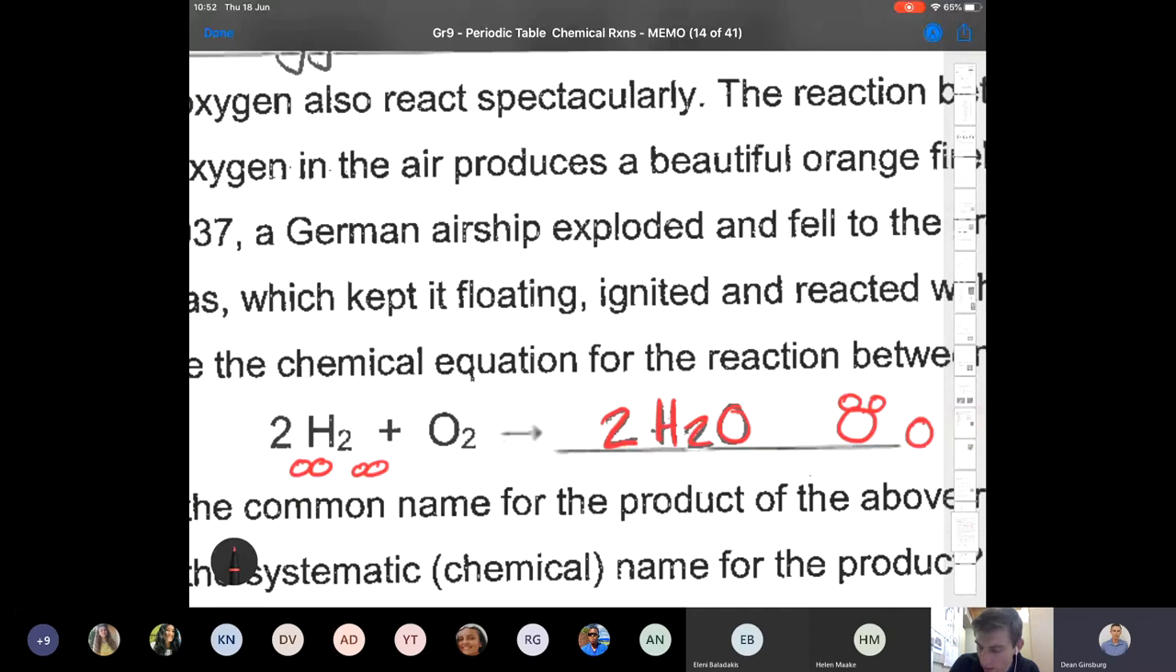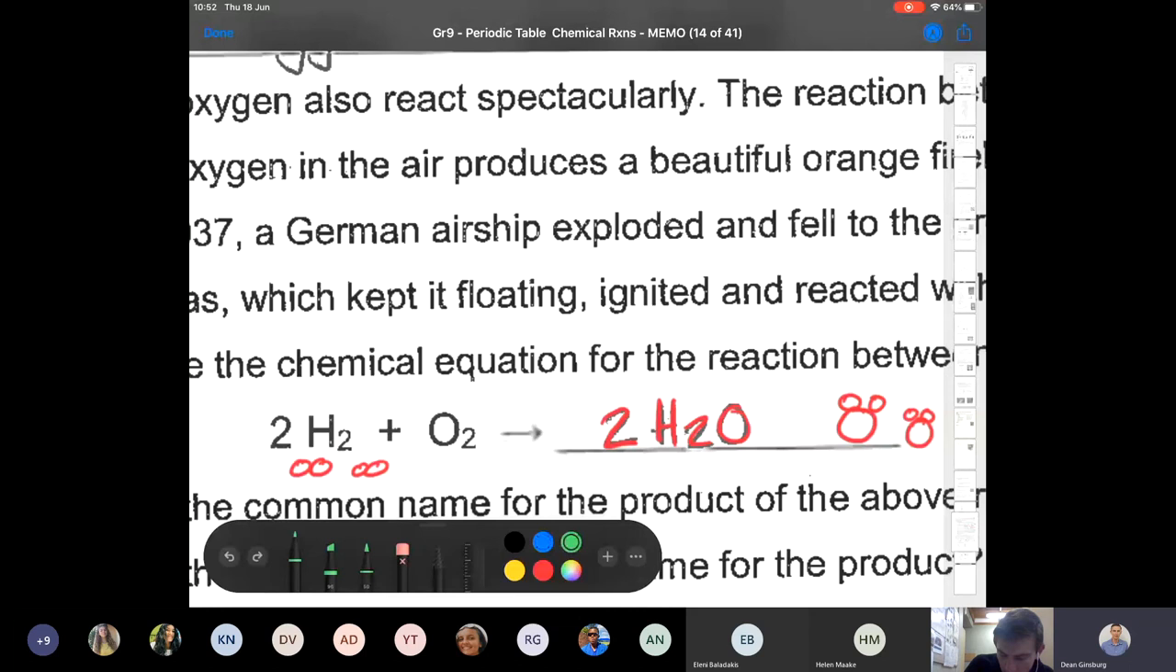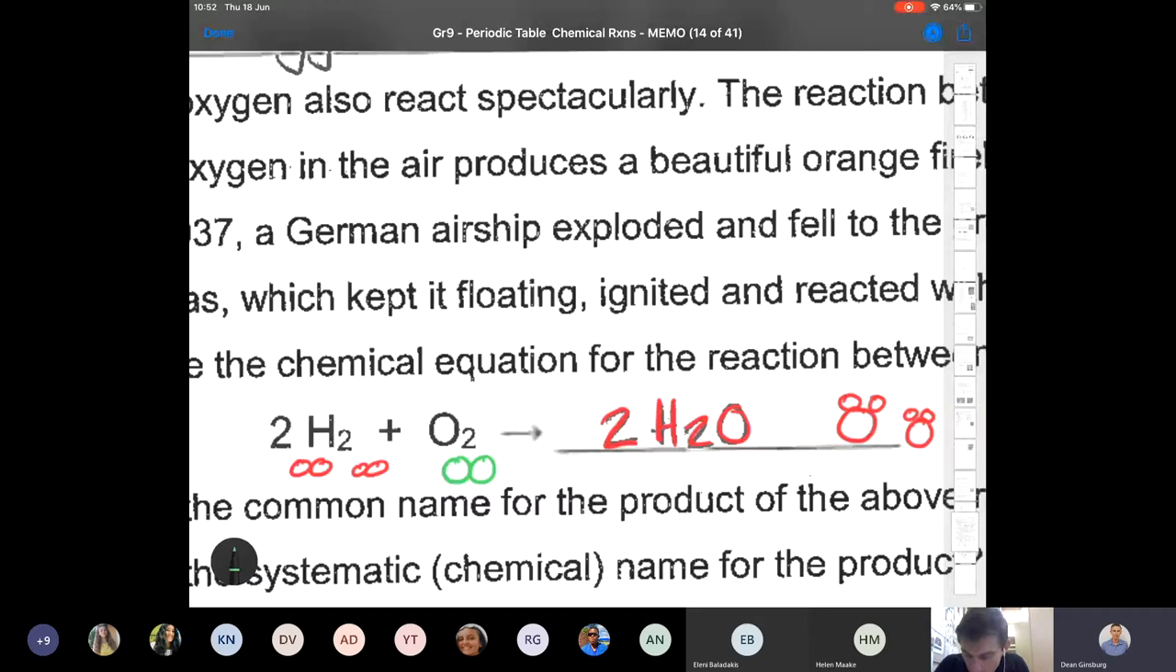Okay, so you've got 1, 2, 3, 4, 5, 6, 7, 8 hydrogens, 4 on the left and 4 on the right, so hydrogen's balanced. And then oxygen is diatomic. So oxygen, you just have an oxygen molecule with two atoms on the left, and on the right, each water molecule's got one oxygen. So 2 on the left, 2 on the right, it's balanced.